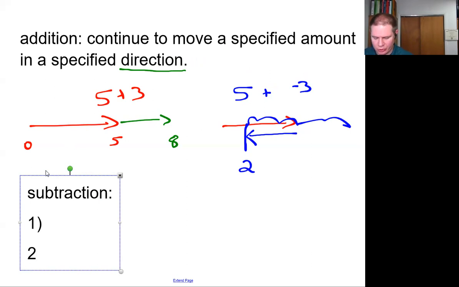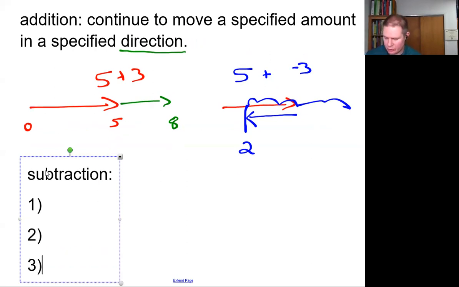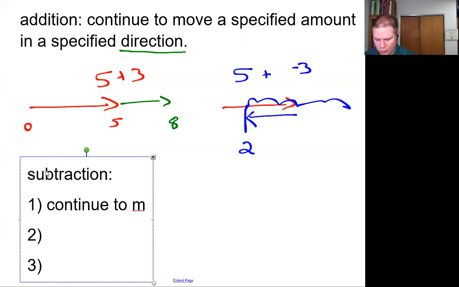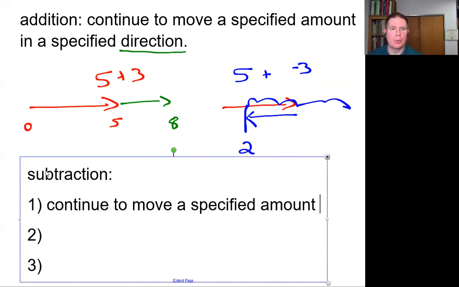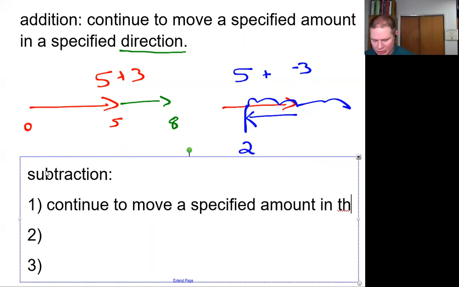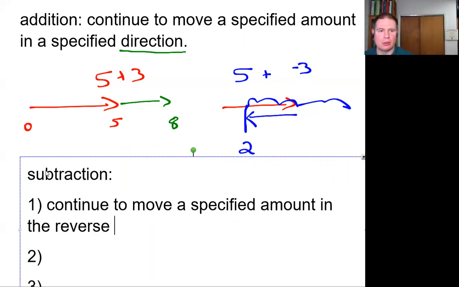It actually gets 3 definitions, right? Well, its most basic one is basically a change of our definition for addition, right? Subtraction also means continue to move a specified amount. But instead of just saying move a specified amount in the specified direction, we're actually going to move a specified amount in the reverse of a specified direction.